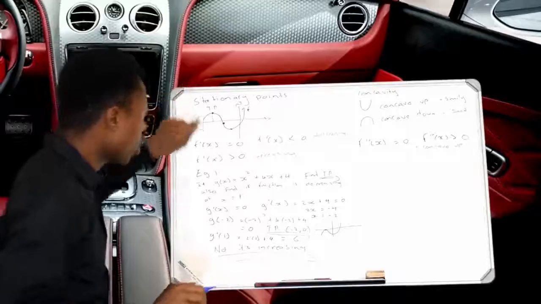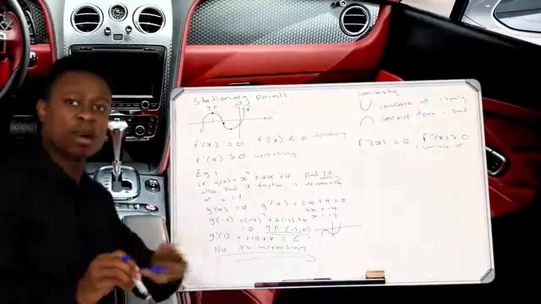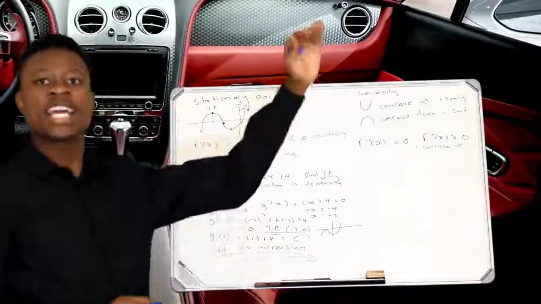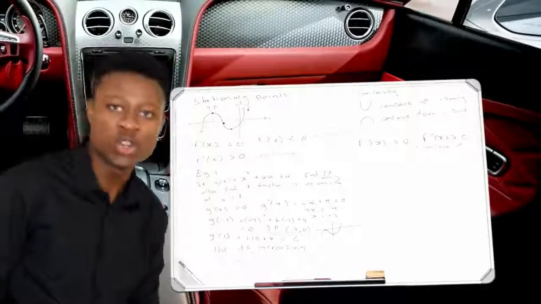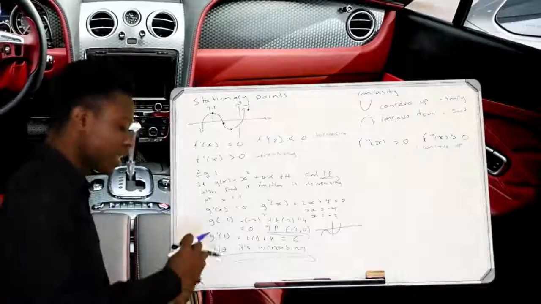Why? Because it starts like this. So the point is a minimum point. It is not a maximum point, because there are still more points above, but there are no points below that point. So let's look at the other one.